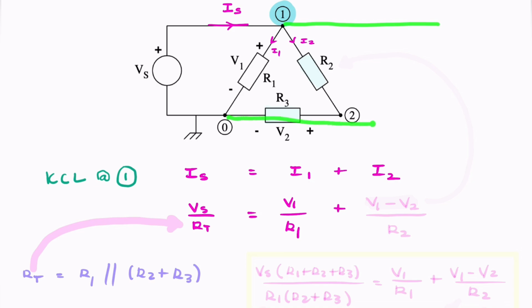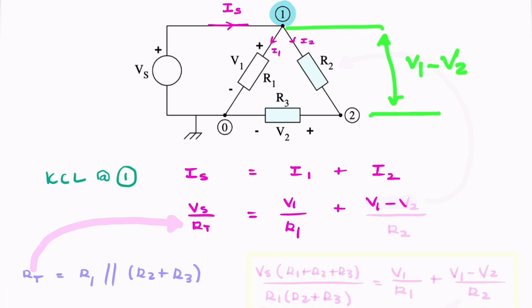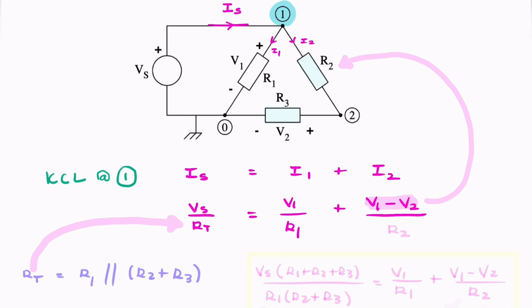Or we can say V1 minus V2 divided by R2. So let's do that. V1 minus V2. So that's the potential difference across R2. So it's V1 minus V2 divided by R2.